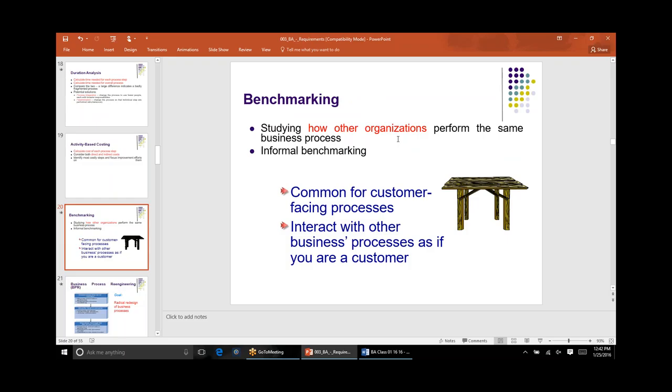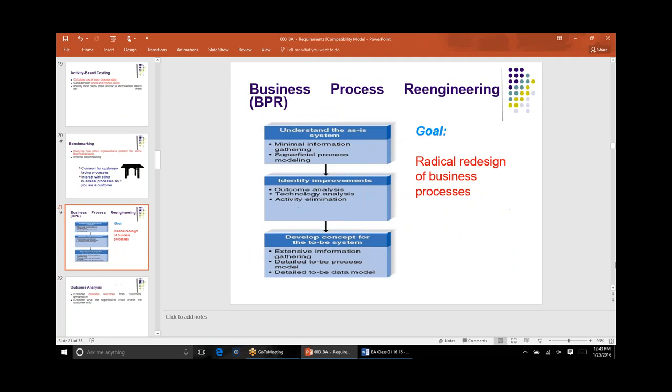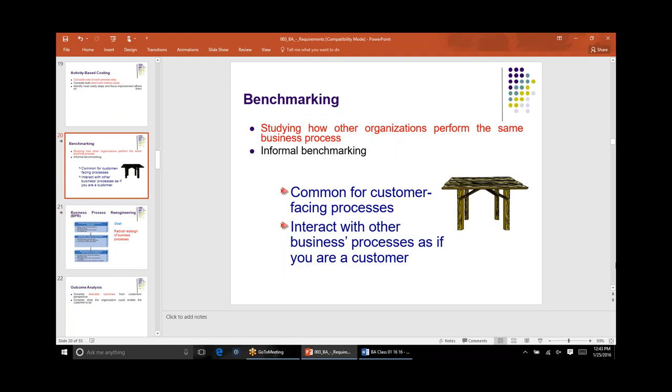Now we're talking about benchmarking. Make a note of this statement, please. Benchmarking. What is benchmarking?